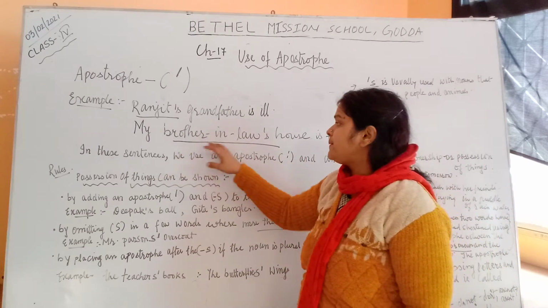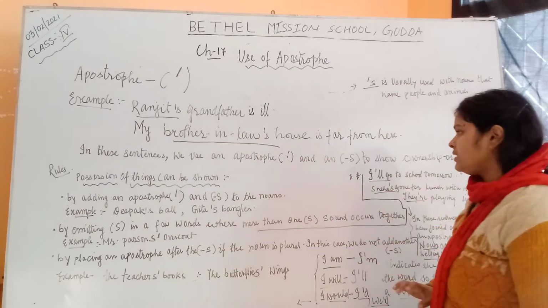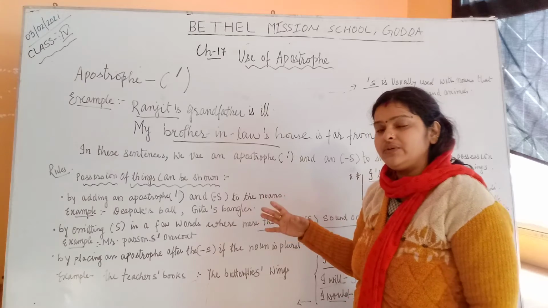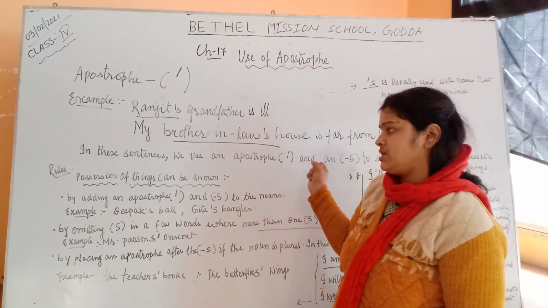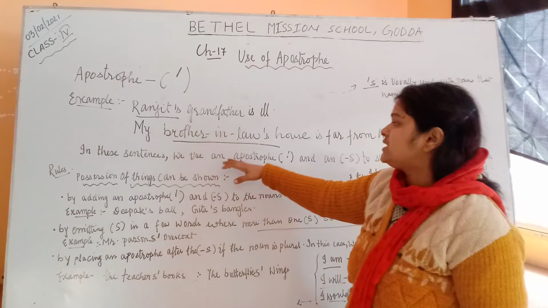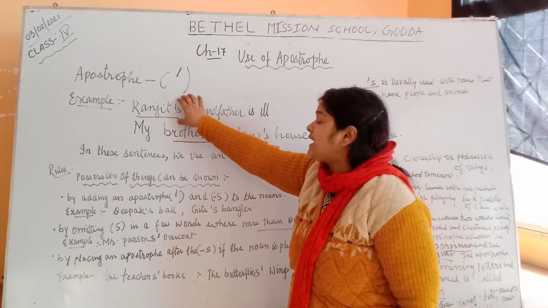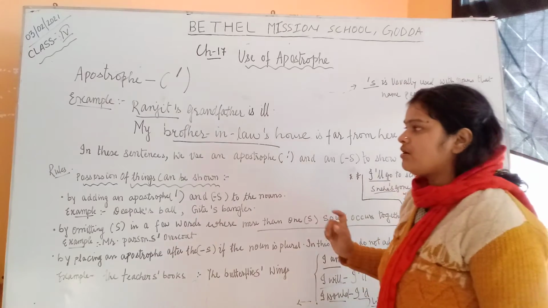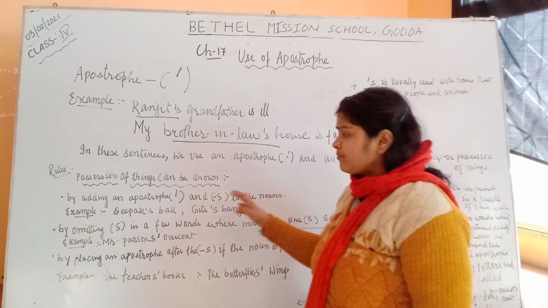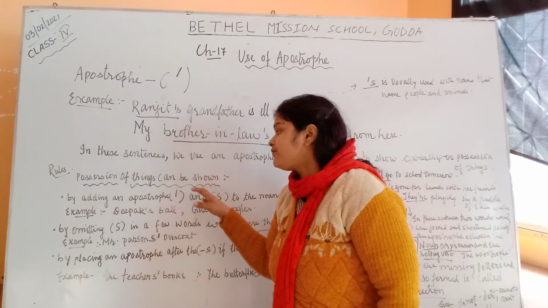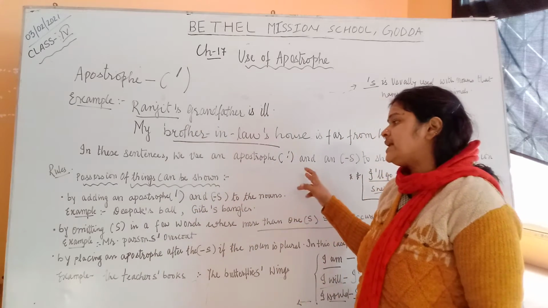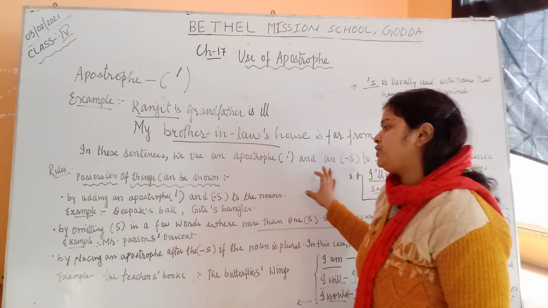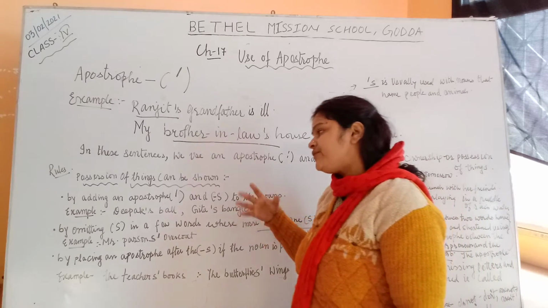Okay, my brother-in-law's house is far from here. Whose house is far from here? My brother-in-law's house. Here also we get to know about the possession or ownership. So in both of these sentences we use an apostrophe mark along with S to show ownership or possession of the things. Now, to show the possession of things, we have to follow certain rules. There are some rules where apostrophe and S are used, and it can be written in different forms.